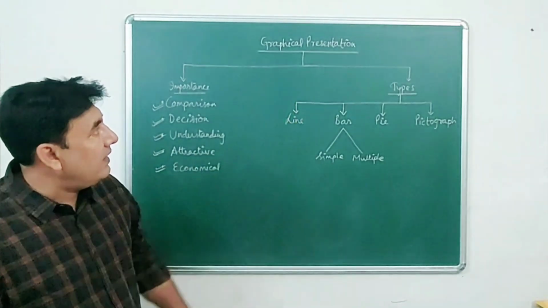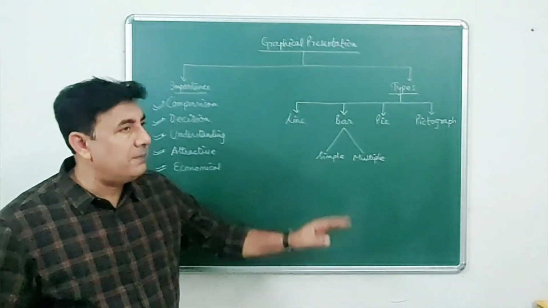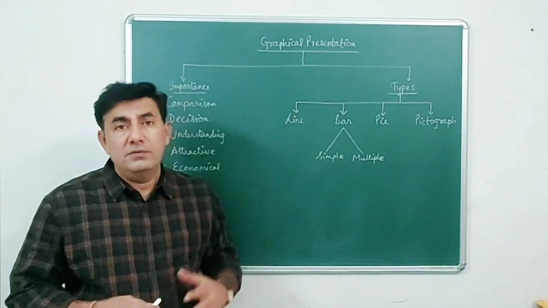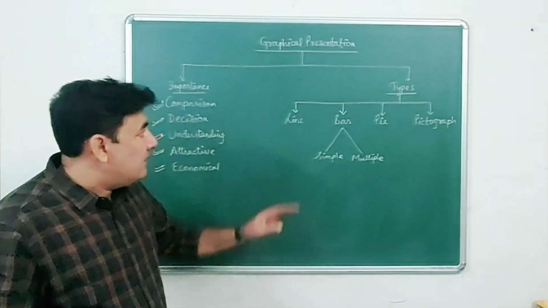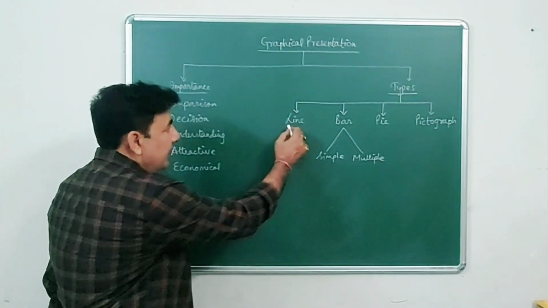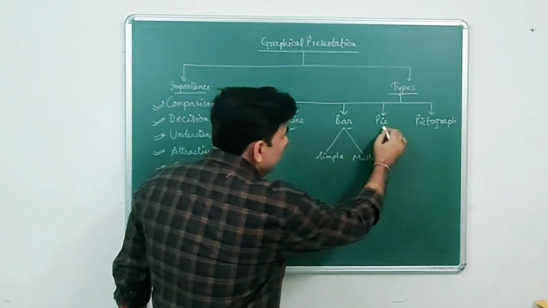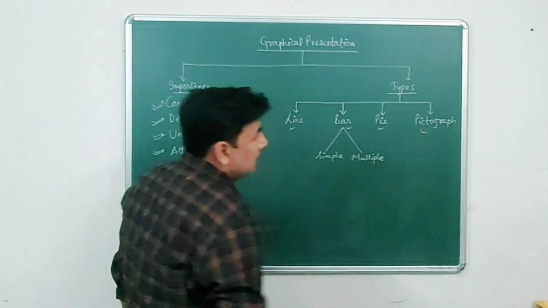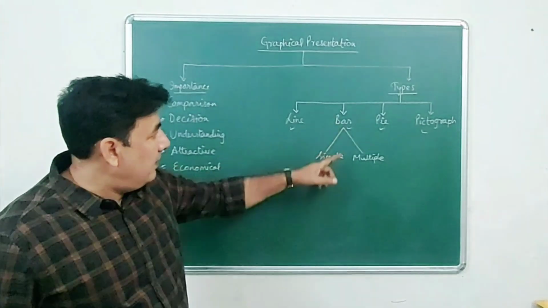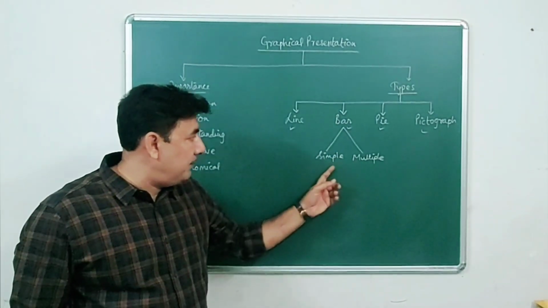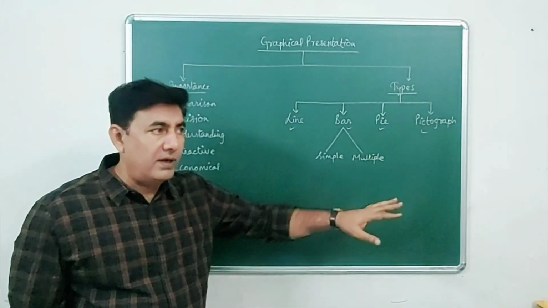Now let's see the different types of graphical representations that we study in statistics. Basically 4 types are there. This is line graph, bar graph, pie chart and pictograph. Fine. Again, bar diagrams are divided into simple bar diagrams and multiple bar diagrams.